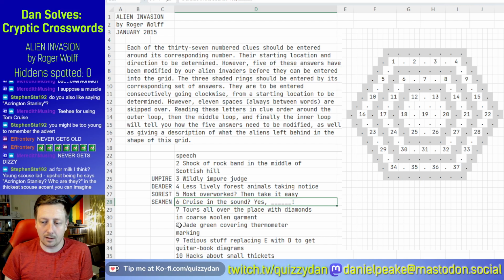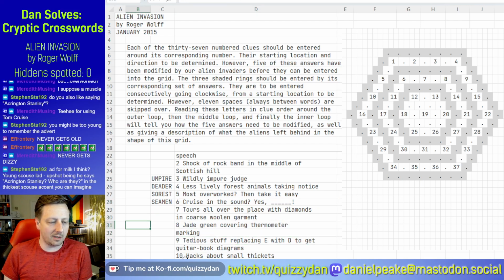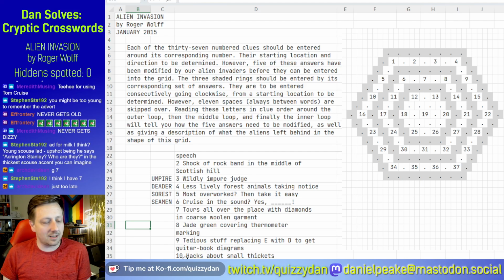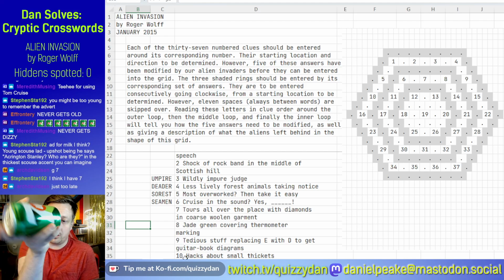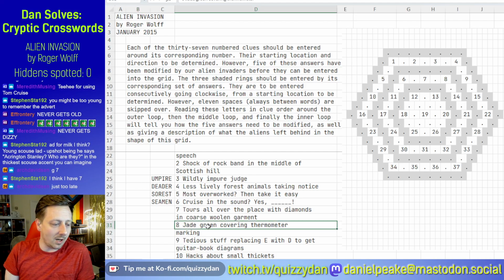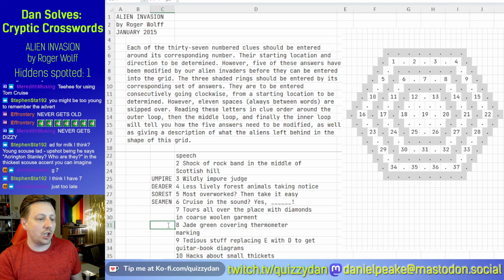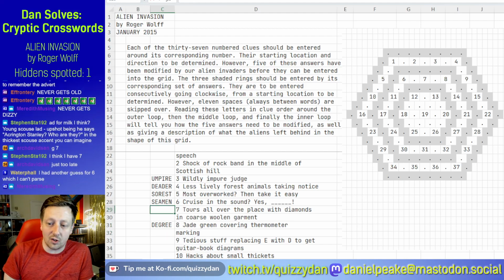Okay, 8. Jade green covering thermometer marking. Yes, happy with this one. Okay, I'll come back to this one in a second because it's my favourite clue, so I'll fill in 8 whilst you give me a hint for 7. Ding! Jade green is literally covering a thermometer marking, which is a degree. Hint, please, for 7. Excellent work there, Meredith.